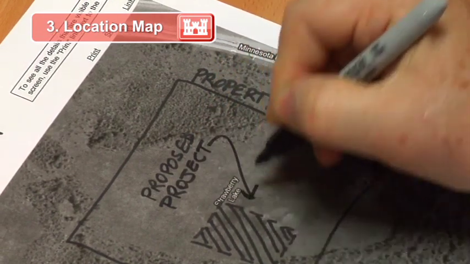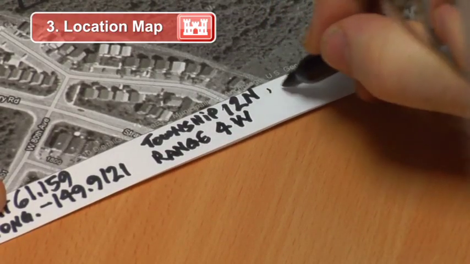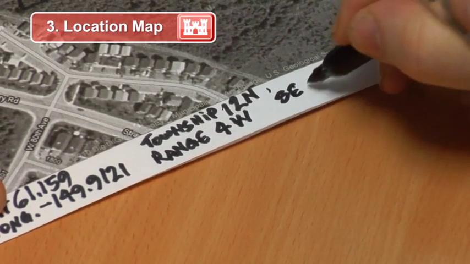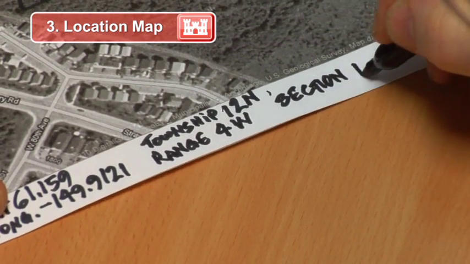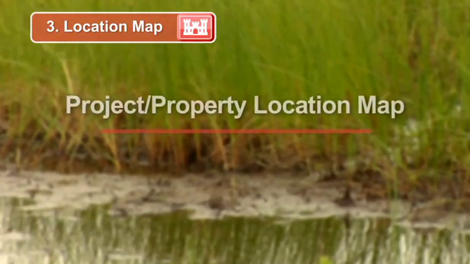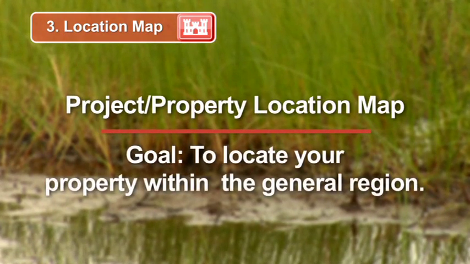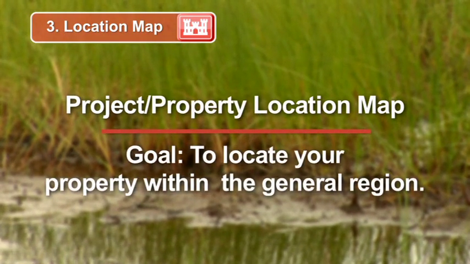Included with this map should be the identification of any landmarks or useful features, property boundaries, as well as the proposed project boundaries. It is also helpful to include the latitude and longitude, as well as the section, township, and range of your project area if that information is available. Remember, the purpose of this map is to be able to accurately locate your property within your general region.